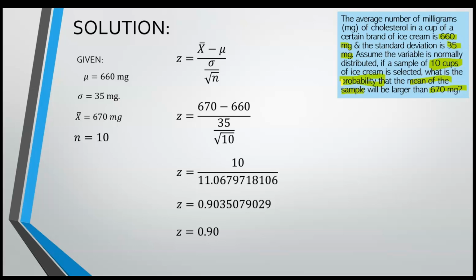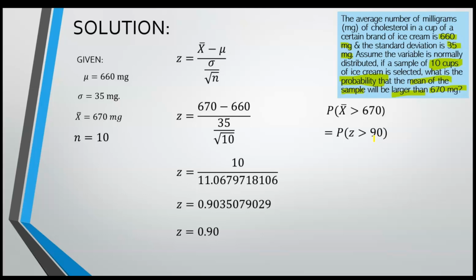Since we want to find the probability that the mean of the sample will be larger than 670 milligrams, it's the same as writing it like this: we'll find the probability that our sample mean is greater than 670. And it's the same as saying that we want to find the probability of the area at the right of our z-score, which is 0.90.